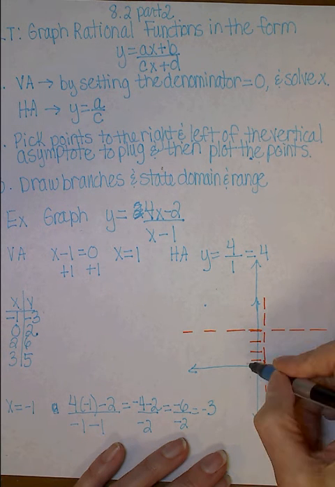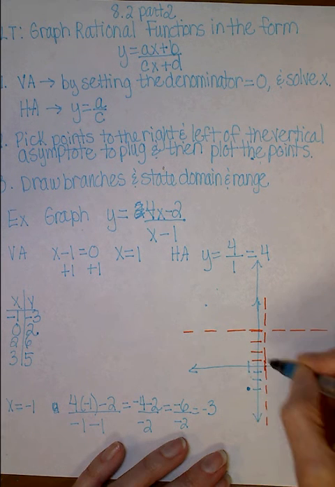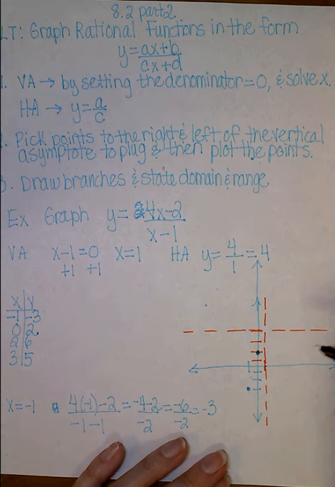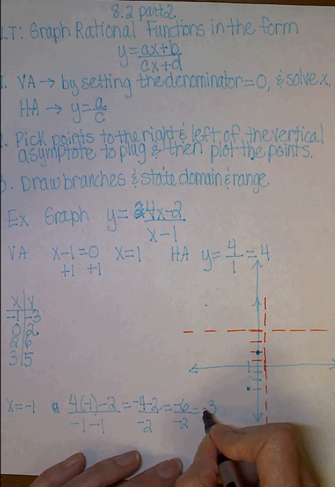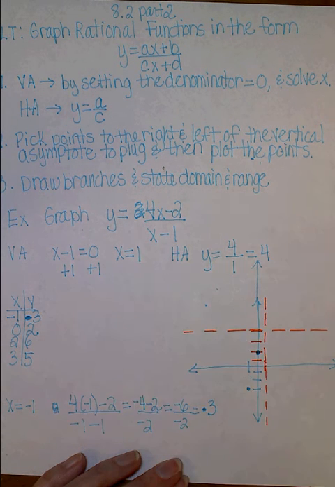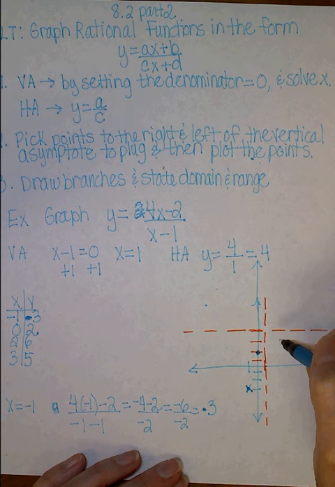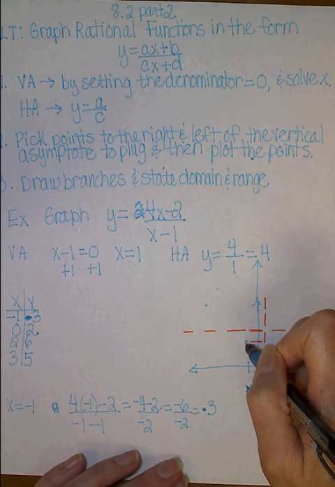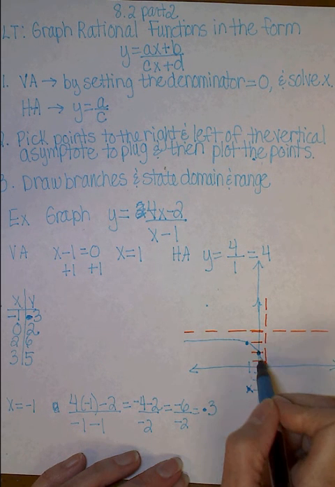Alright, so let's plot our points. 0, 2 would be right here. I have a math mistake right here. You guys might have already caught it. This is supposed to be +3. I knew I had a mistake when I put that point down there. So this one is not right. It should be -1, +3 right here. And then let's just draw in our branch.